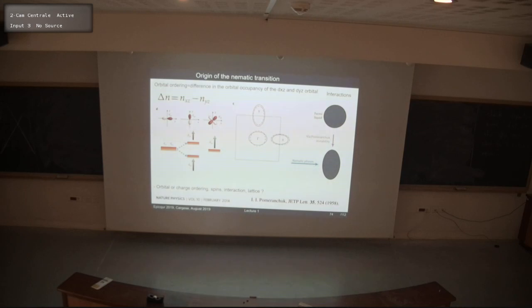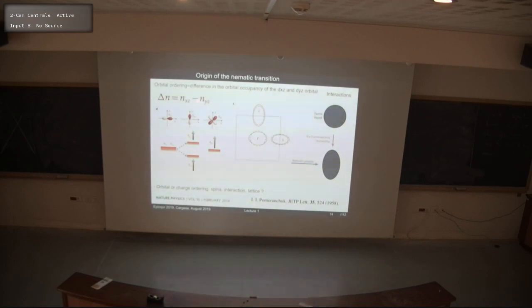Now, as I mentioned, the origin is still under debate, and here I'm just presenting two cases. One has to do with orbital ordering effects, and when we think about orbital ordering in a metallic system, we think about the difference in occupancy of the two orbitals, which are generally the dxz and dyz orbitals.